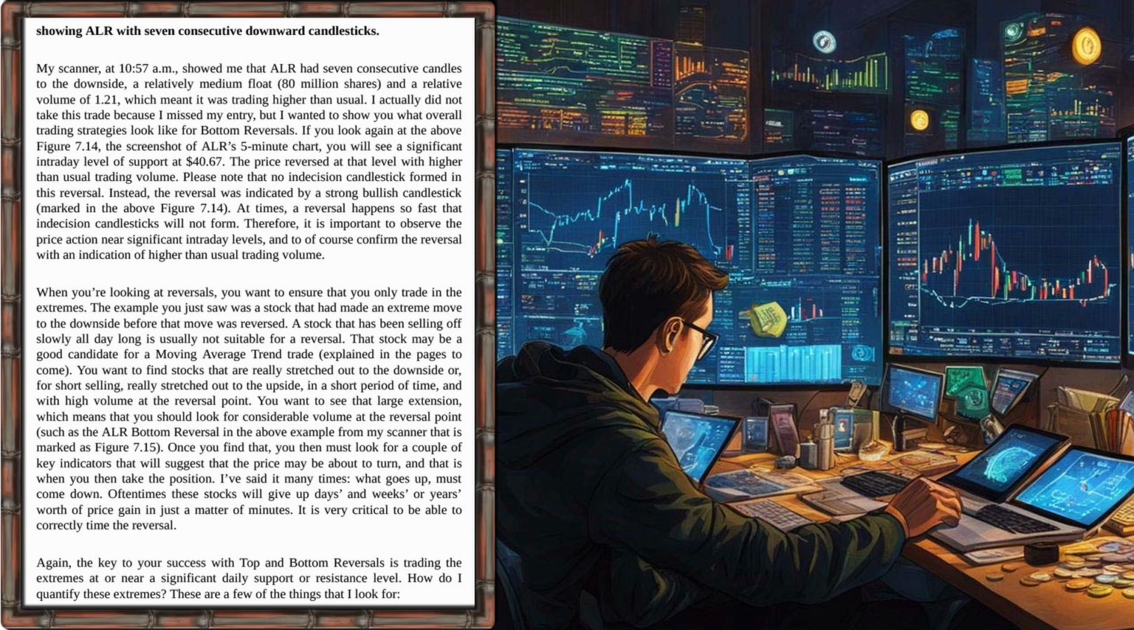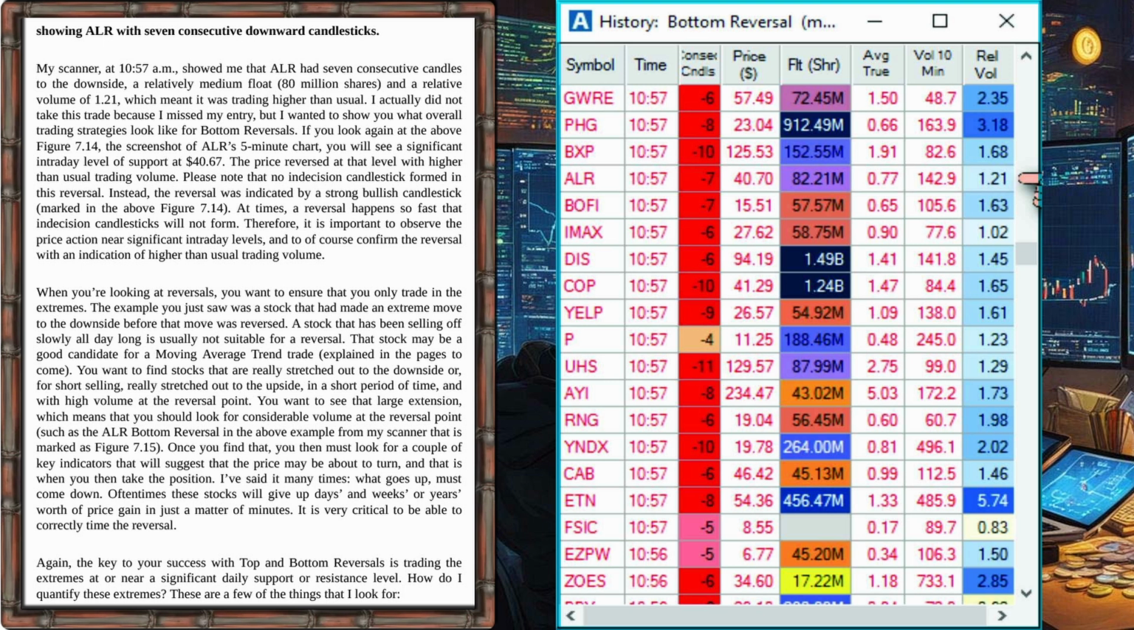You want to find stocks that are really stretched out to the downside, or, for short selling, really stretched out to the upside in a short period of time and with high volume at the reversal point. You want to see that large extension, which means that you should look for considerable volume at the reversal point, such as the ALR bottom reversal in the above example from my scanner that is marked as figure 7.15. Once you find that, you then must look for a couple of key indicators that will suggest that the price may be about to turn, and that is when you then take the position.